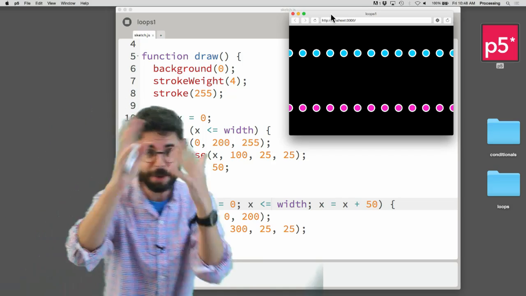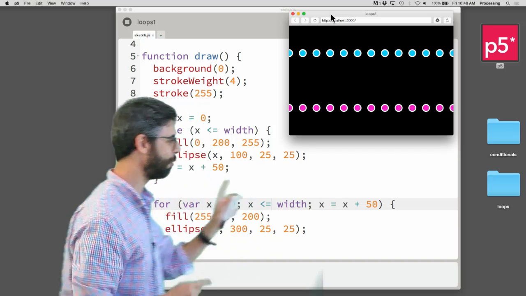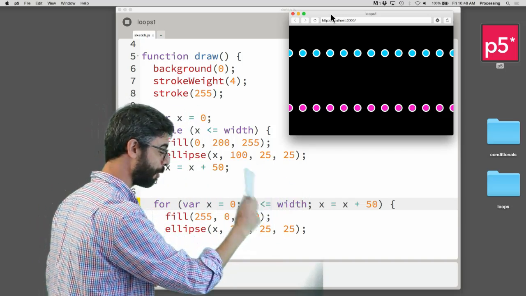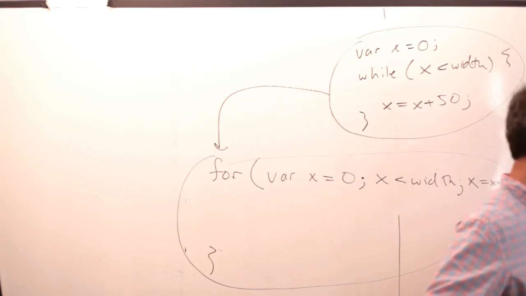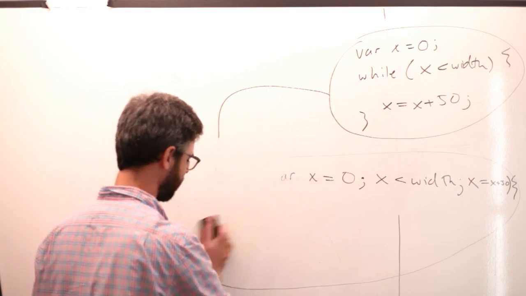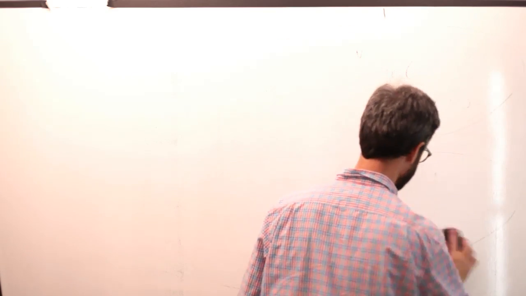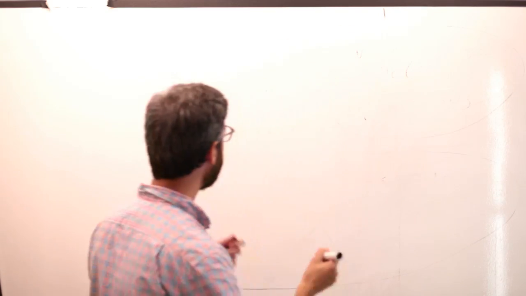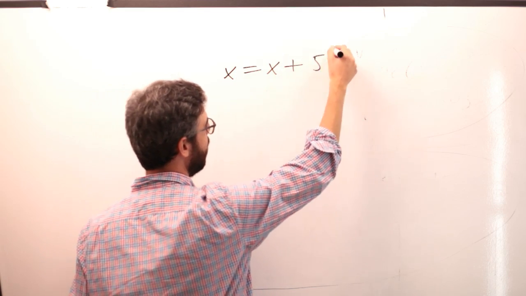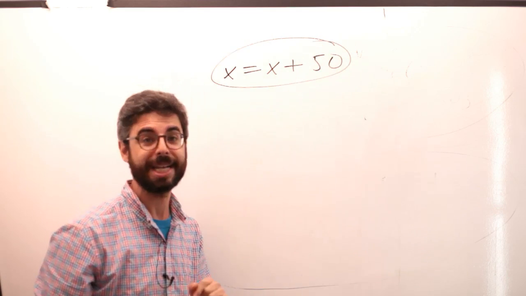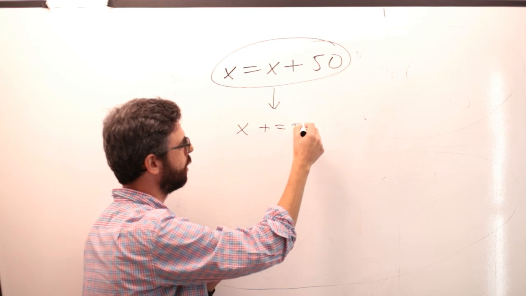Now, inevitably, you're going to see other examples around the internet. And one thing that I think I should point out is this kind of operation, x equals x plus 50, is also so common that programmers have developed a shorthand for it, which I think is worth noting right now. Okay, so it's often you might see a line of code like this, x equals x plus 50. This line of code can be written as shorthand as x plus equals 50.